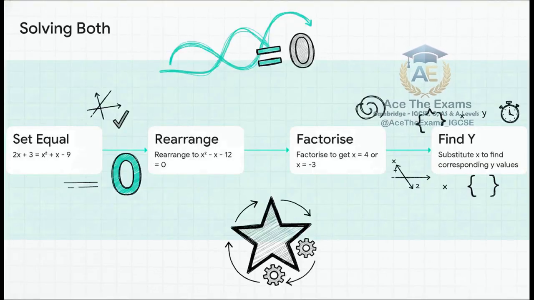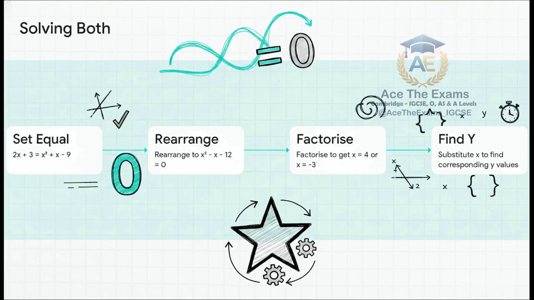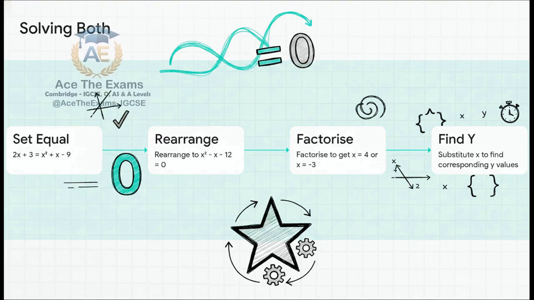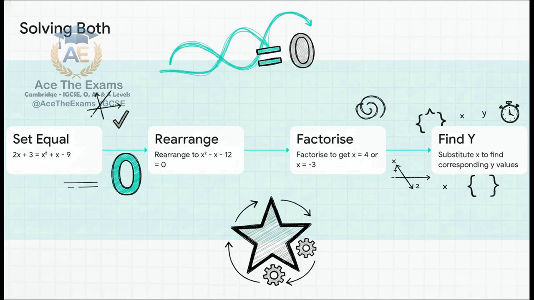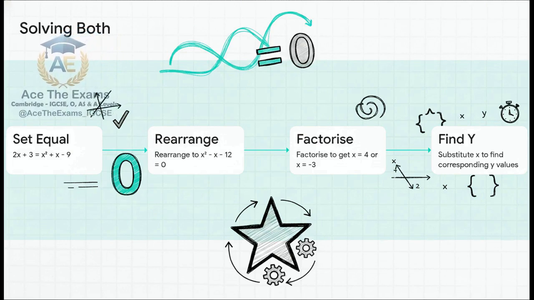Look at how cleanly the steps flow here. We substitute, we rearrange to collect all the terms on one side, and suddenly a really intimidating complex problem just becomes a standard everyday quadratic. Let's break down the algebra carefully. Step 1. Set them equal. 2x plus 3 equals x squared plus x minus 9.